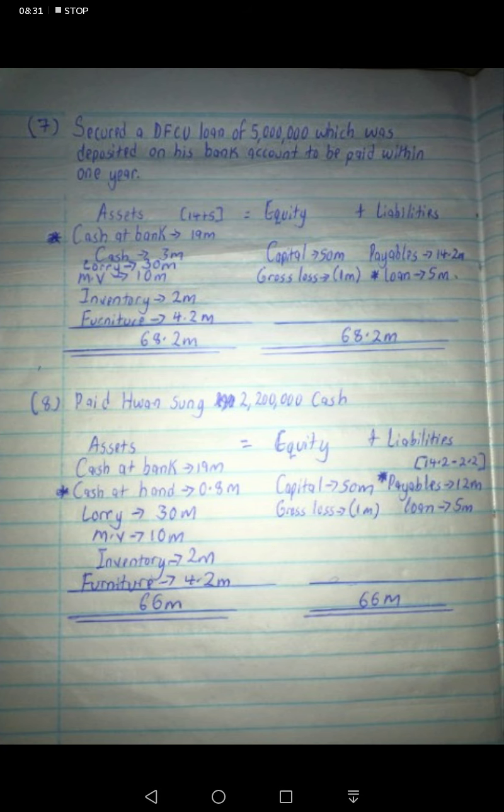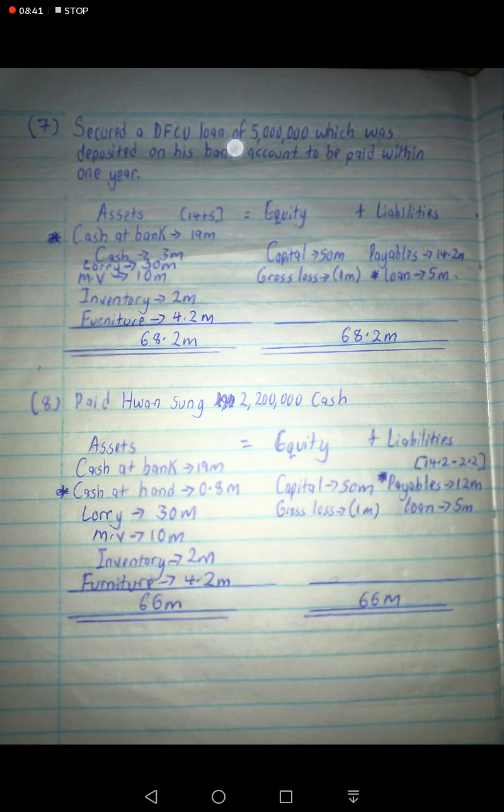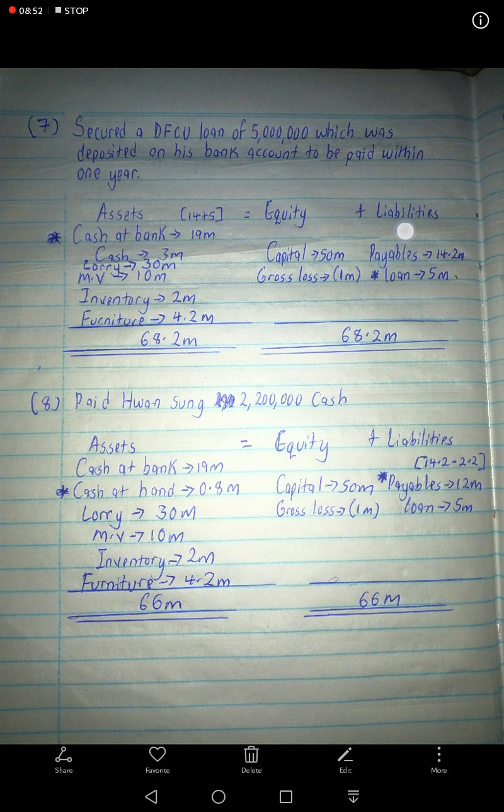Then moving on to the next, he secured a DFCU loan of 50M, to be paid within 1 year. It was deposited to the bank account. So using assets is equal to equity plus liabilities, here I have to know what is being affected. The bank account is going to be affected, and even a payable is going to come in, or a loan.